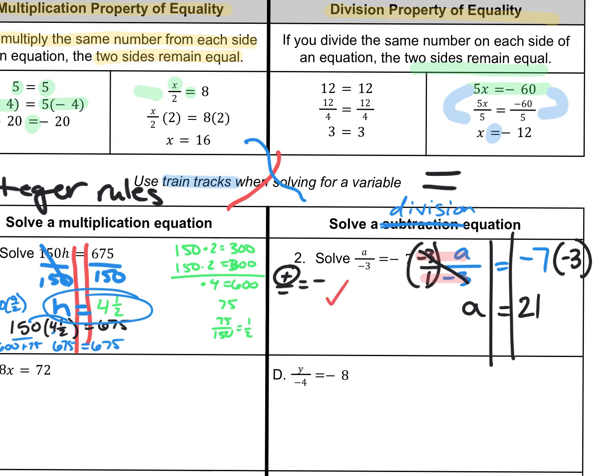Then, of course, I plug it in to check. Make sure that it makes my solution, proves that it's true. 21 divided by -3 equals negative 7. And I know that a positive divided by a negative is a negative. So this is not my solution. This is my solution. This was me proving that my solution is correct.